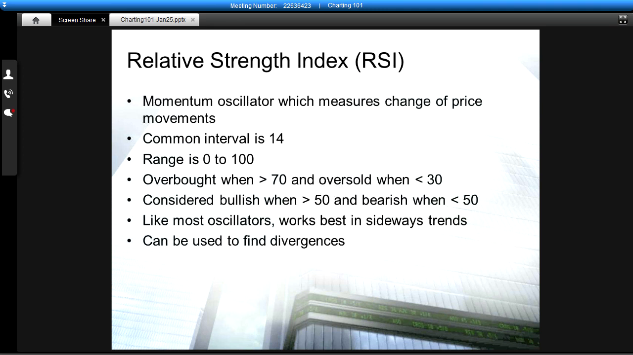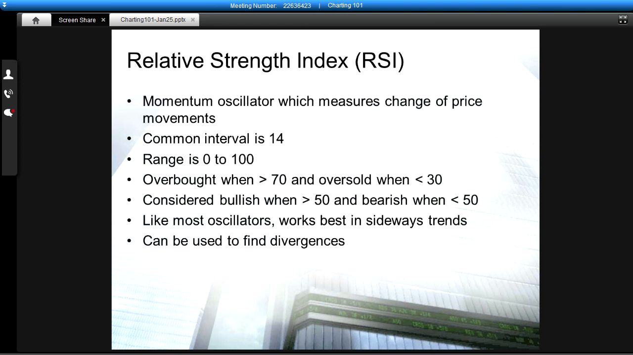The trend is considered to be bullish when it's over 50 and bearish when it's under 50. So what that means is, like the stochastics, it's not really great in a trending stock price, but you'll find that once it is in a trend and it gets above that 50 line and it's an upward trend, it'll kind of stay above that 50 line while it's up in that trend.